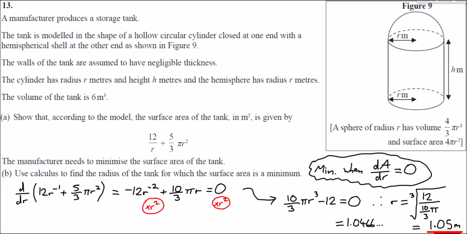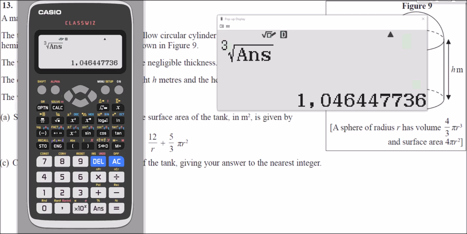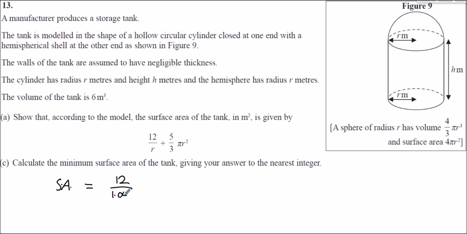Now, part C of this question, I just need to calculate the minimum surface area of that tank, giving my answer to the nearest integer. So surface area is basically just going to be the answer we just had. So it's 12 divided by 1.0466 plus 5 over 3 times pi times that value squared.